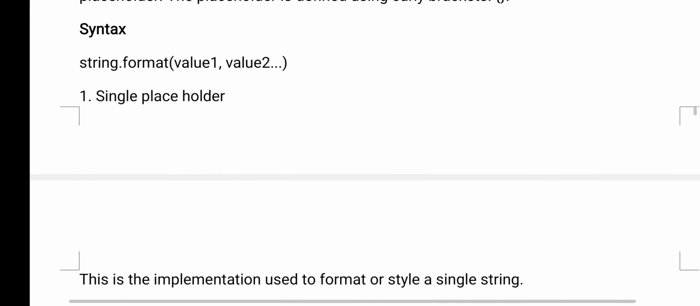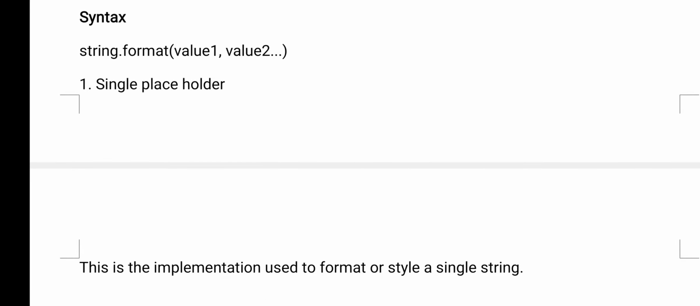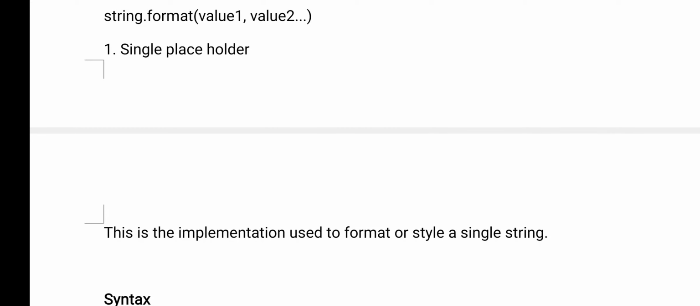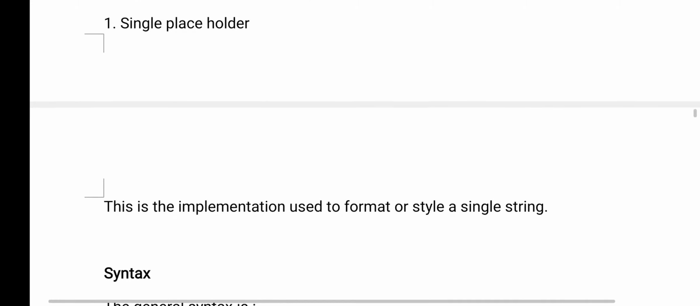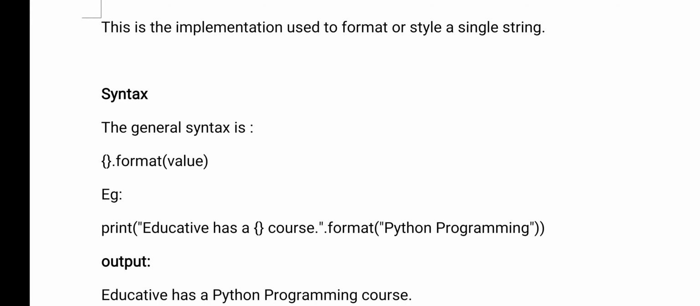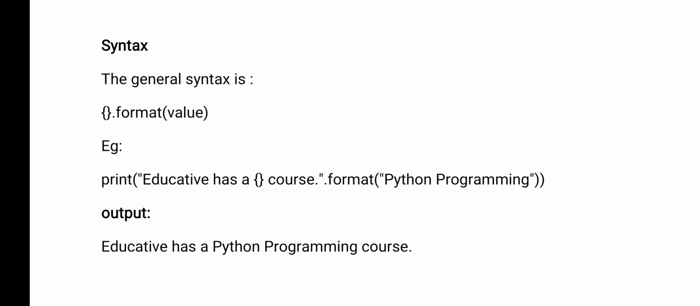Here you see string.format. Format is a function which is used to format the given string, with value1, value2. This is the syntax. Using a placeholder, it is possible to format the string in Python. The first one is a single placeholder. This is the implementation used to format or style a single string. Using this you can modify the string. Whatever curly braces are there, those curly braces are called a placeholder. The syntax is curly braces dot format value.